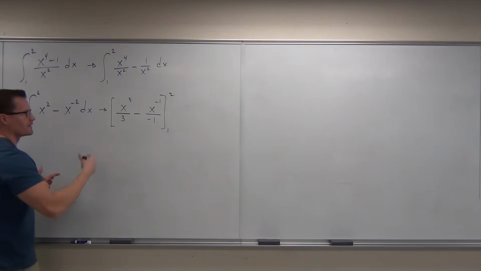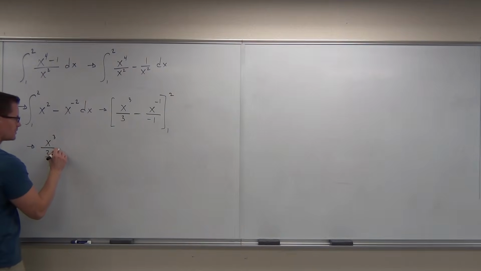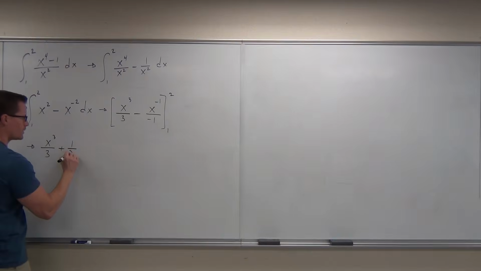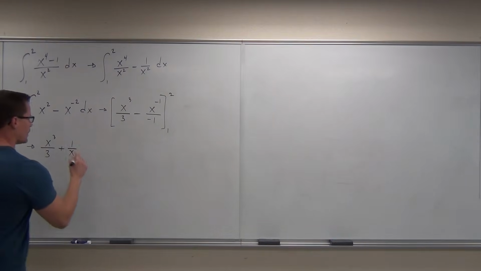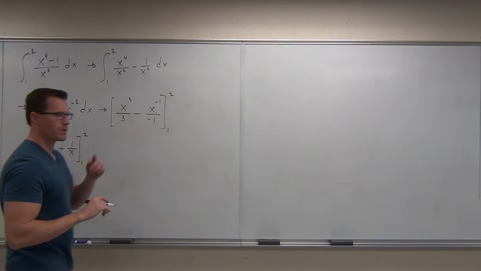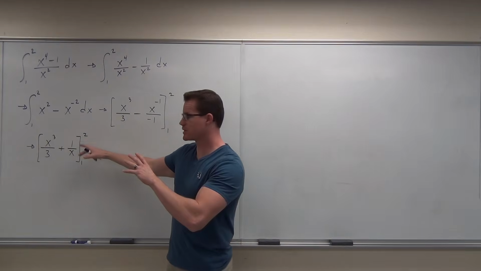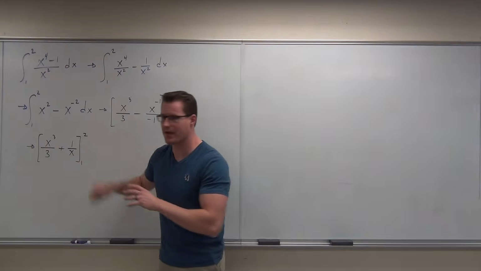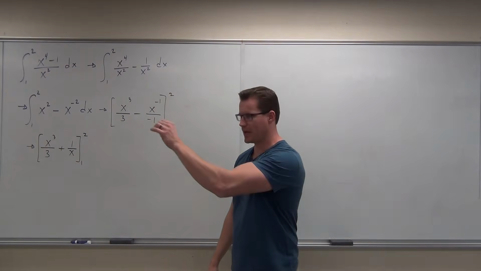Of course, you want to make it a little bit nicer looking before we do that. We'll do x to the third over 3 plus 1. Do you guys see where I'm getting the plus 1 over x from? Yeah, the negative. Good, cool. And then we would evaluate it. Go ahead and evaluate it. Remember that when you evaluate, we plug in this number first, we figure out what that answer is, and we subtract after we plug in that number. So plug in the 2, figure out what you get, subtract after you plug in 1.